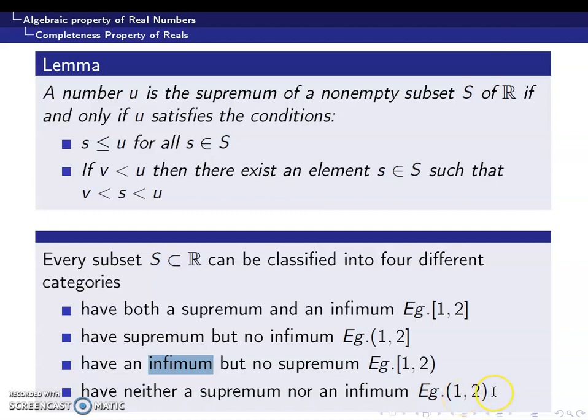And both 2 and 1 do not belong to the set. But in this case, 1 is the infimum and 1 belongs to the set. So this set has an infimum which belongs to the set. And in this case, open interval 1 closed 2, 2 is the supremum and 2 belongs to the set as well. So we can safely say that this set has a supremum but not an infimum, in the sense that the supremum belongs to the set but the infimum does not belong to the set.